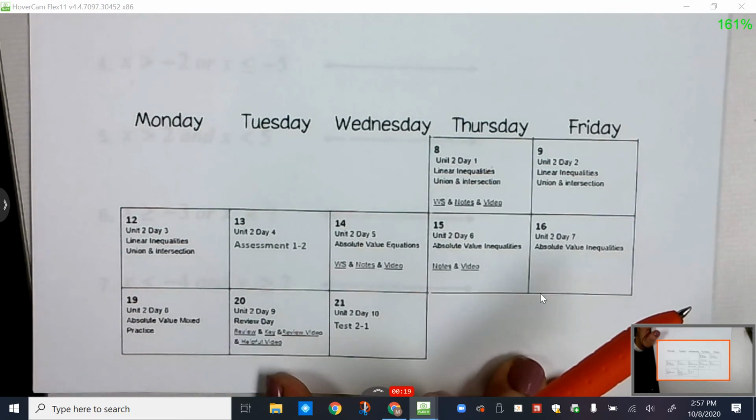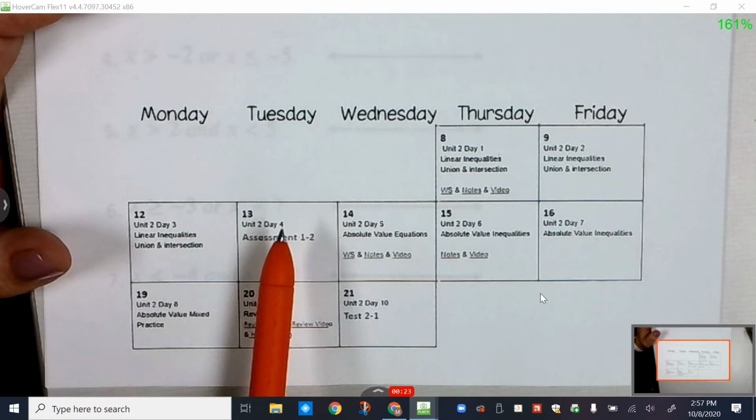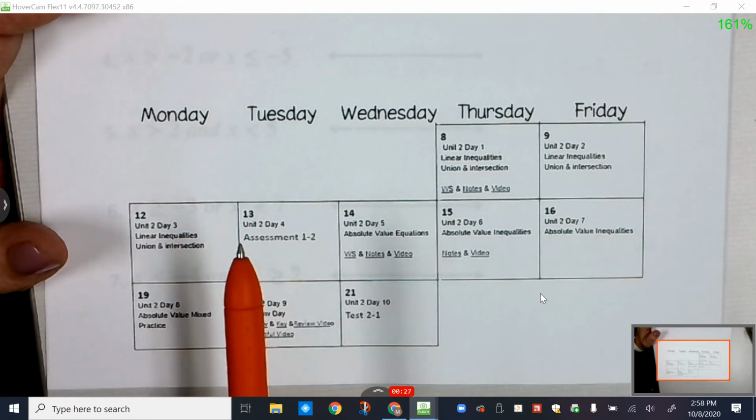I want you to see that we have our test on Wednesday, two Wednesdays from now, on the 21st, and we also have an assessment on the 13th. So, let's get started. Linear inequalities is what we're starting.